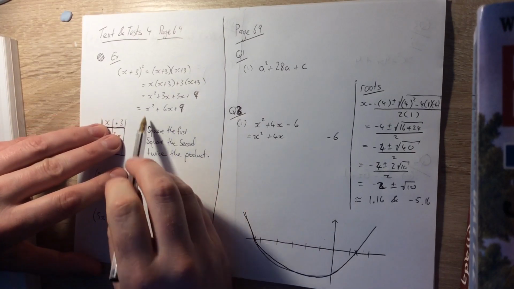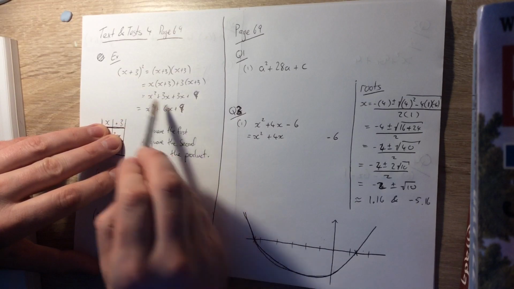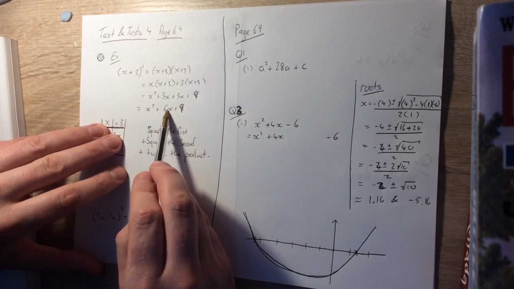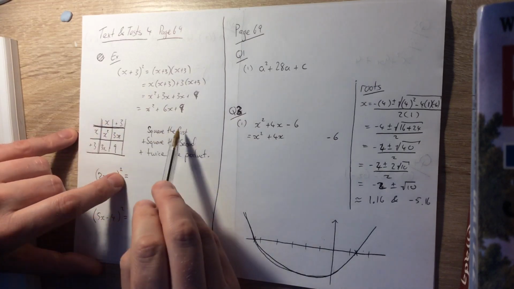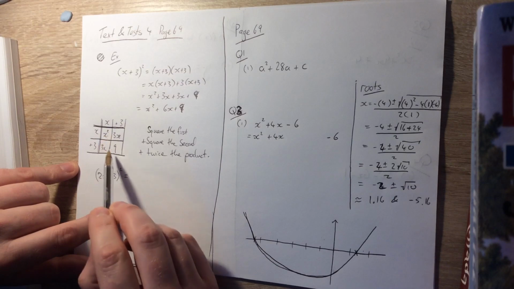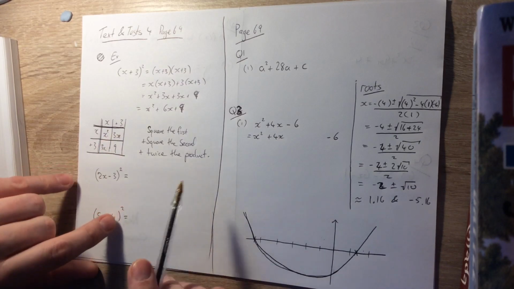In class, I usually tell you to square the first, square the second, and then twice the product. Here, 3 multiplied by x and multiplied by 2 gets you the middle term. So square the first, square the second, twice the product. If you prefer the array method, there it is there. Square the first, square the second, and there's the product coming up twice.